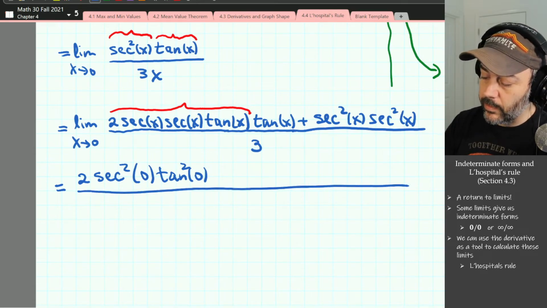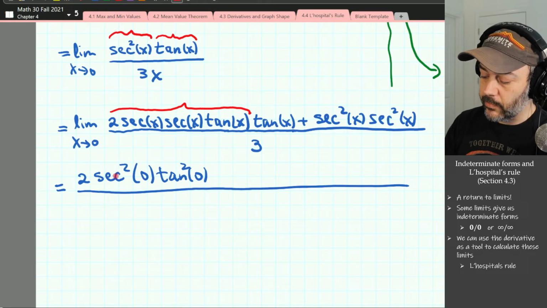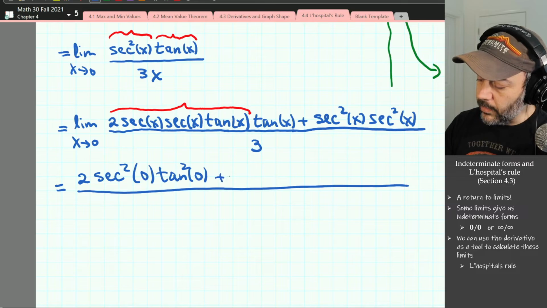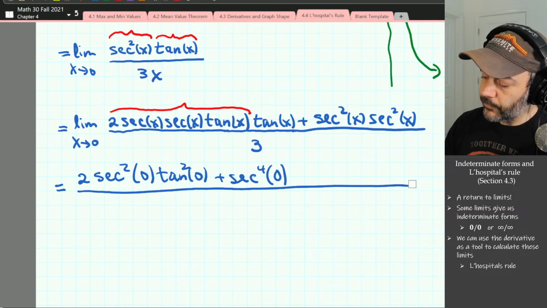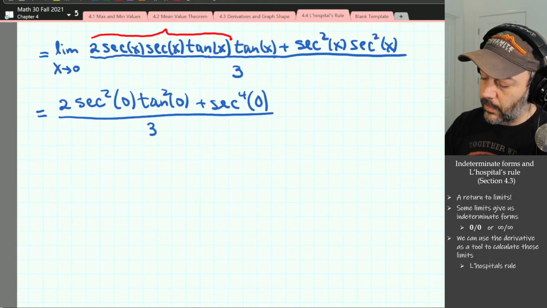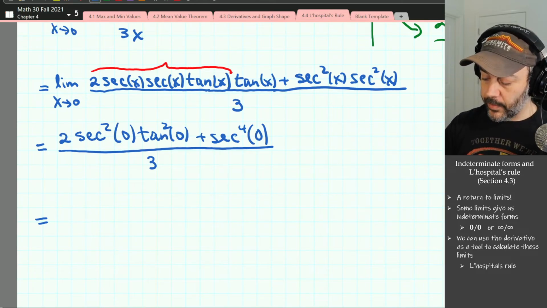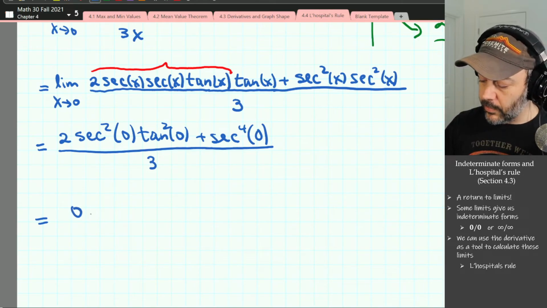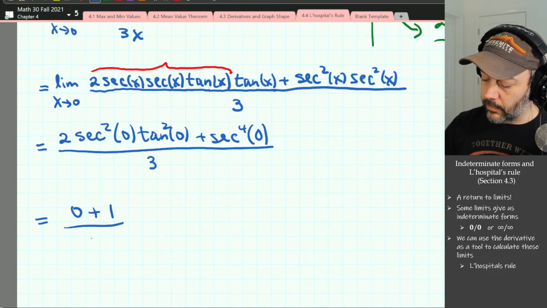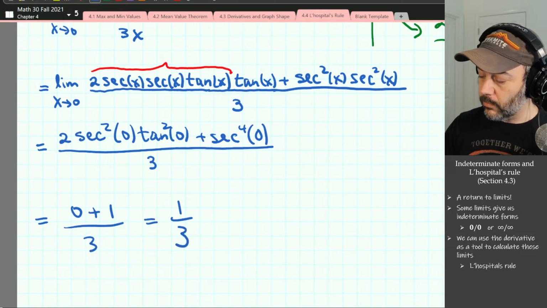So I just did two things in one. Secant times secant is secant squared. Tangent times tangent is tangent squared. And I plugged in 0. Plus secant to the 4th of 0 all over 3. And I get 1/3, because tangent of 0 is 0, so I get 0 plus 1 over 3, which is 1/3.